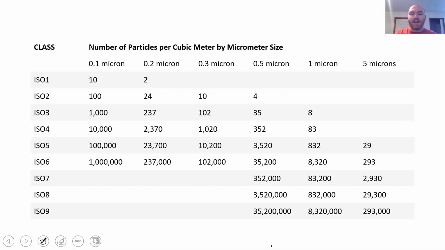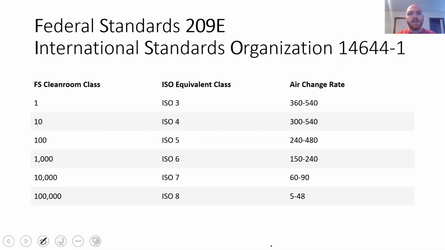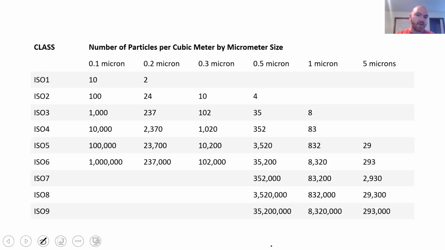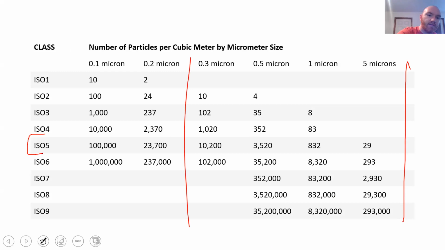So the classifications of different environments, ISO class 1 through 9. ISO is the International Standards Organization, and they make these regulations. So you can see that we have different allowable particle sizes for each ISO environment. The big ones that you'll need to know are ISO 5, ISO 7, ISO 8, and ISO 9. These are what you actually compound in.